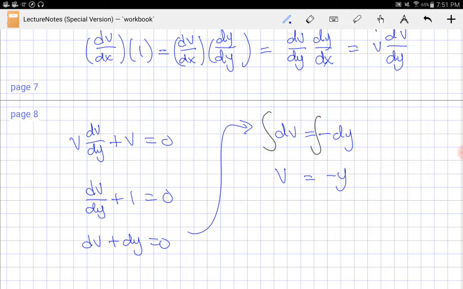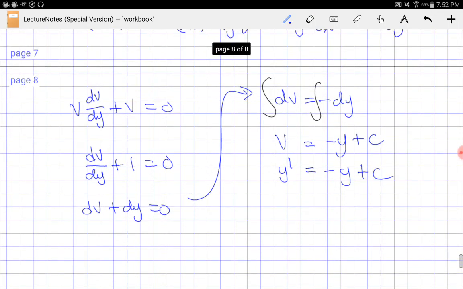Now remember we had set v equal to y prime. So we have y prime equals negative y. Oh, I forgot the constant. Plus constant. y prime equals negative y plus a constant. To solve for y prime, we can also separate this, I think. No, we can't. This is not a separable equation. So we have y prime plus y equals c.